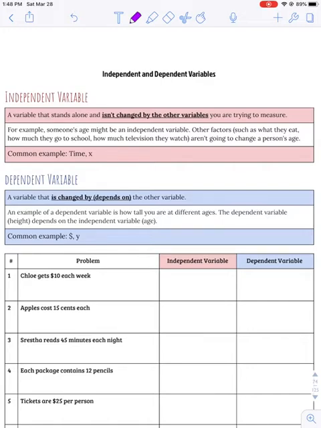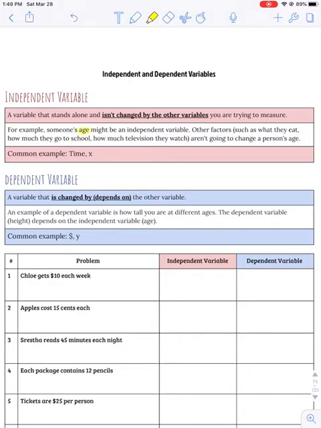Let's start with that pink section up at the top with the independent variable. Read along with me while I read. So an independent variable is a variable that stands alone and isn't changed by other variables you're trying to measure. So for example, somebody's age might be an independent variable. I'm going to highlight age. Because no matter what the other factors are, like how much somebody eats, how much somebody goes to school, or how much television they watch, you can't change a person's age. It's independent, it's powerful. Some common examples of independent variables would be time or the letter x.